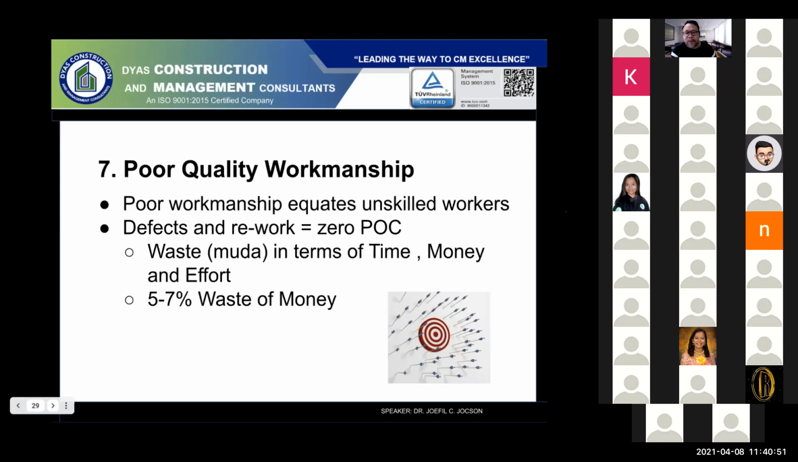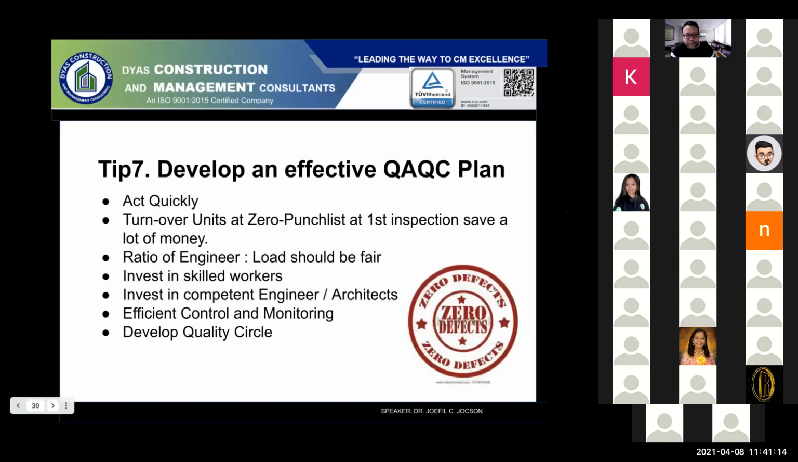Pero kung nag-verbal instruction at alam mo namang mali, ni-repair mo agad, walang cost ka kasi yung panweldo mo sa tao na yun, iyon na rin yun. Diba? Sa araw na yun. Kasi sa araw niya yun nakita or may defects. See? So, nakasave ka na kaagad ng time, money, and effort. Kung agile ka, yun lang din yun. Diba? Yun, act quickly. Then turn over units at zero punch list at first inspection. Save a lot of money.